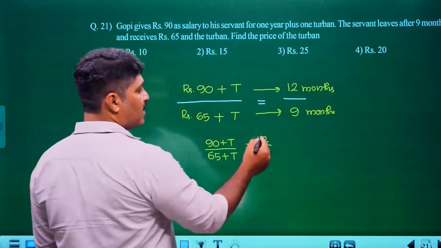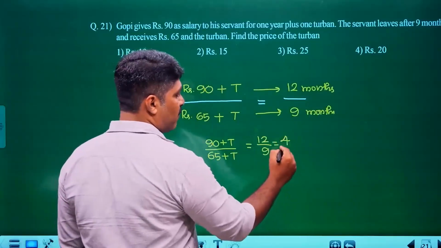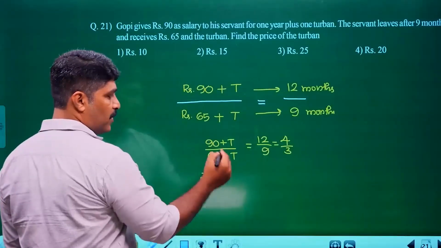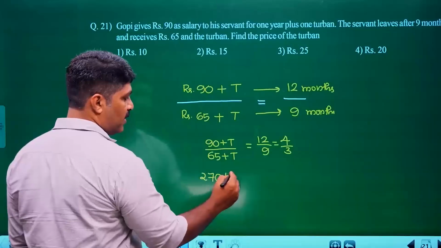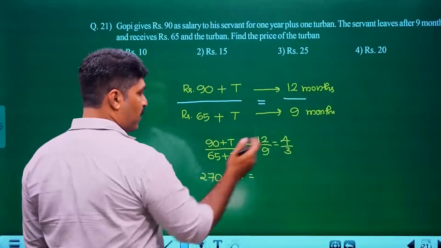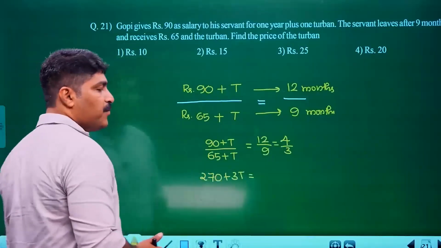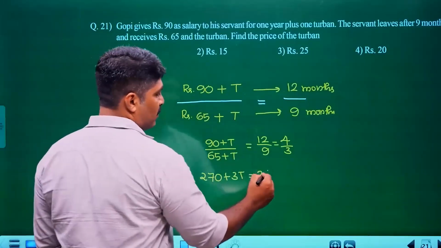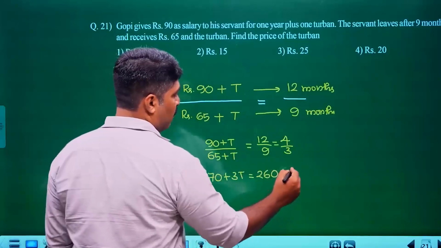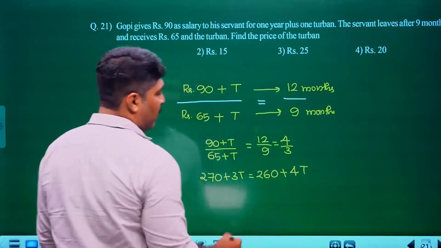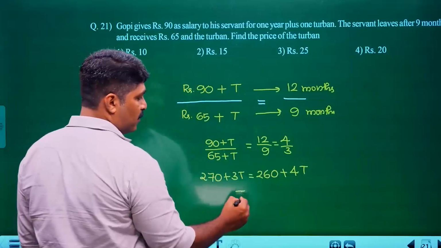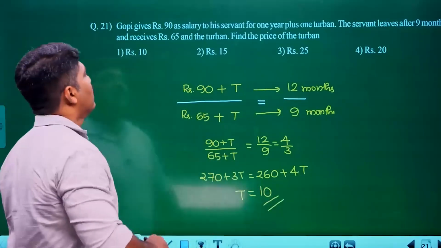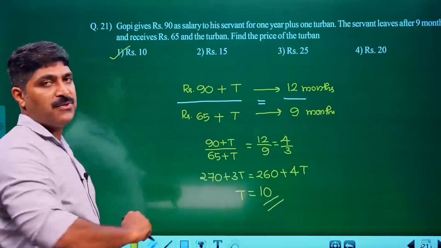12 by 9 we can simplify, and this is equal to 4 by 3. Just make the cross multiplication here. So this is 3 into this value, that is 270 plus 3T, and this is 4 into this value. What is 4 into 65? That's 260. So 260 plus 4T. Here we'll get 270 minus 260, that's equal to T. That's equal to 10. Therefore, the price of the turban is ₹10.